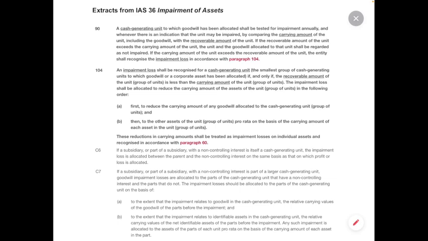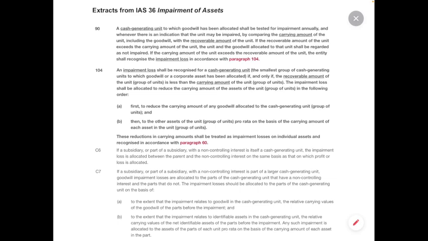The only difference now is we're talking about a cash generating unit, right? When we first learned about impairment, we were looking at individual assets, but now we're looking at cash generating units, and the principle is exactly the same. You're going to compare the carrying amount of the cash generating unit, including the goodwill, and then you're going to compare it to the recoverable amount.